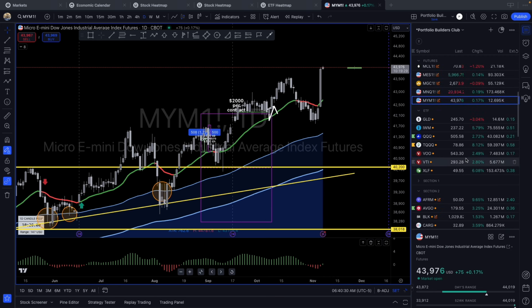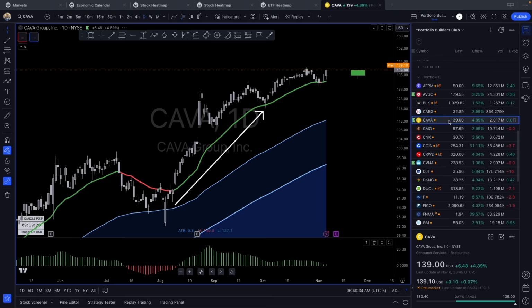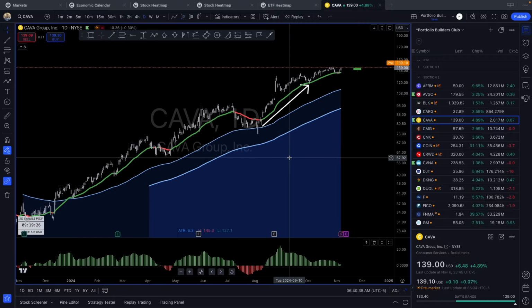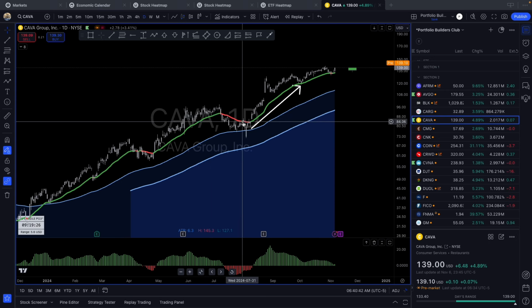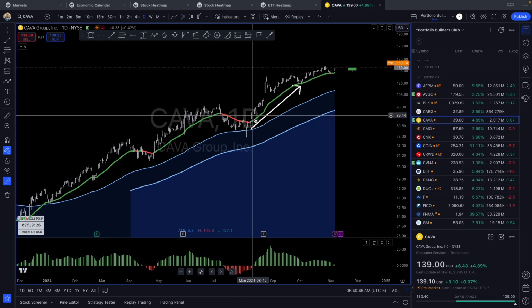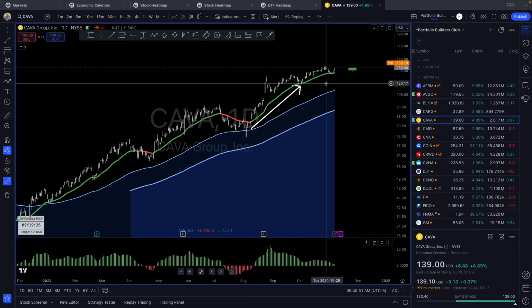All right, let's just jump down to some stocks. Let's take a look at CAVA. So CAVA, we've watched this continue to go up. Just from a moving average standpoint, it's really hugging that 25-day moving average, and once that turns green, we're pretty much moving to the upside again.